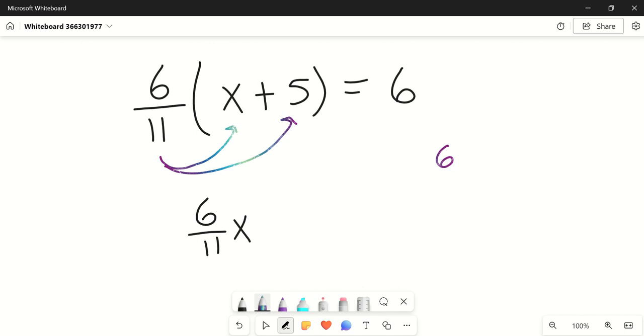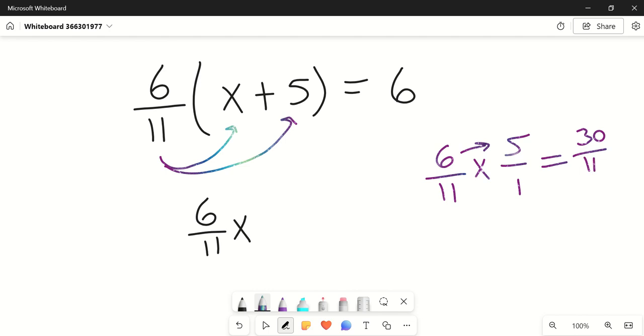So, side note over here, 6/11 times 5/1. I can check for cross simplification, which there won't be any because 5 and 11 have no common factors, and 6 and 1, 1's already 1. So, I'm going to multiply straight across. What is 6 times 5, everybody? And what's 11 times 1?